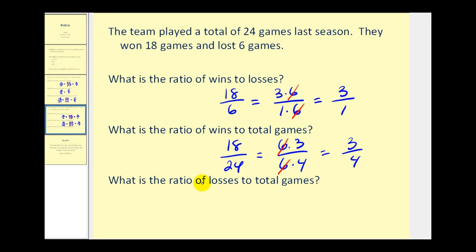And then lastly, the ratio of losses to total games. Well, there were 6 losses and there were 24 total games, so 6 to 24. Since 24 is equal to 6 times 4, this 6 would simplify out and the ratio would be 1 to 4. And hopefully that should make sense, because if the ratio of wins to total games was 3 to 4, then the ratio of losses to total games should be 1 to 4, accounting for all of the games played.